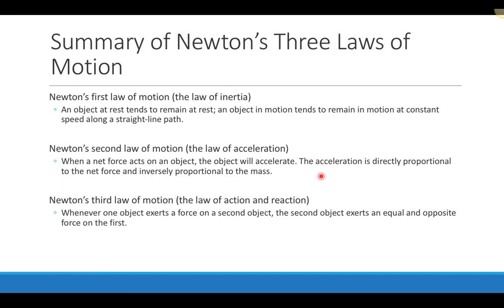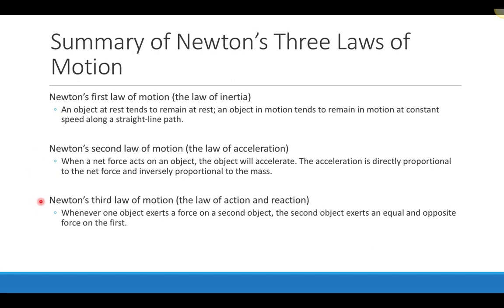So we basically now have three laws of motion. We have Newton's first law of motion, which is often called the law of inertia: an object at rest is going to remain at rest or moving in a straight line at a constant speed unless it's acted on by some net force. We have Newton's second law, which is often called the law of acceleration, which says that when you apply a net force on an object, the object is going to accelerate, and that acceleration is going to be directly proportional to the net force, more force, more acceleration, and inversely proportional to the mass. So the larger the mass, the smaller the acceleration.